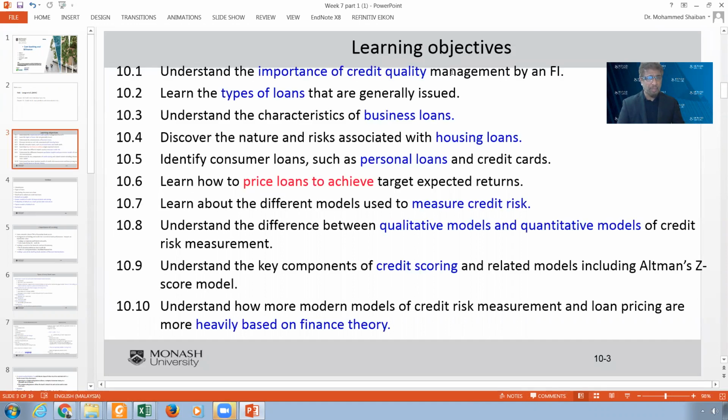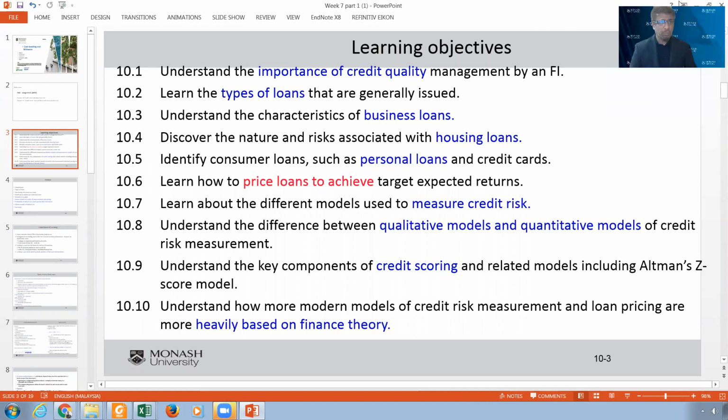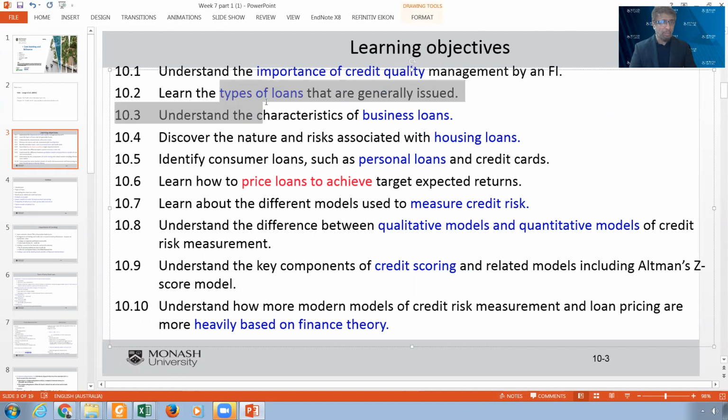This is the learning objective, and what we want to do is try to understand the importance of credit quality. And we will be talking about the types of loans. As we talked about the types of liabilities in week 6, now we are talking about the types of loans here, and there are some categories. We will not go into details because loans and liabilities are a type of financial products, and our concentration here is not the financial products, but the risks.